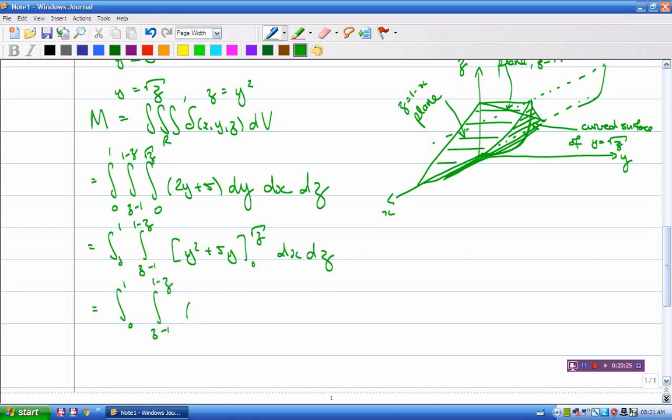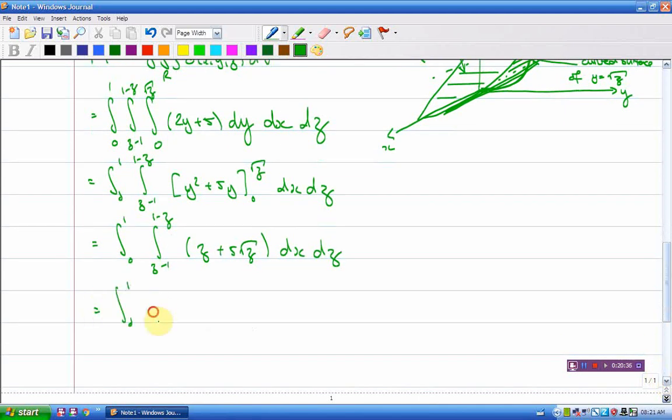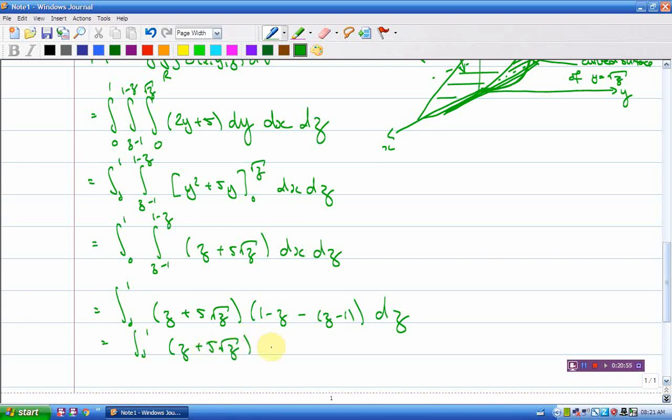And what will that be? That'll be z plus 5 root z minus 0, dx dz. And that'll be the integral from 0 to 1 of z plus 5 root z. And then it'll just be x in square brackets going from the one thing to the other thing. So it's 1 minus z, subtract z minus 1. Minus z plus 1, so it's 2 minus 2z, is that right? Minus 2z, 1 plus 1, yes.